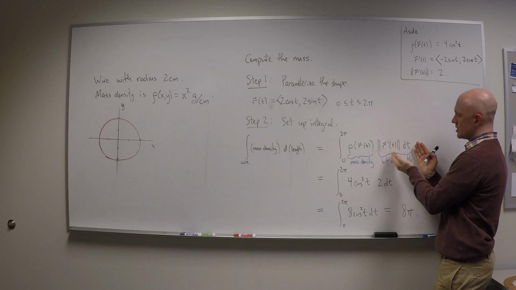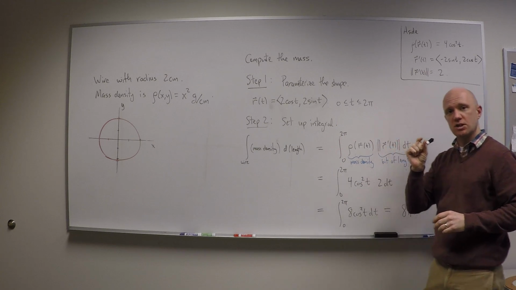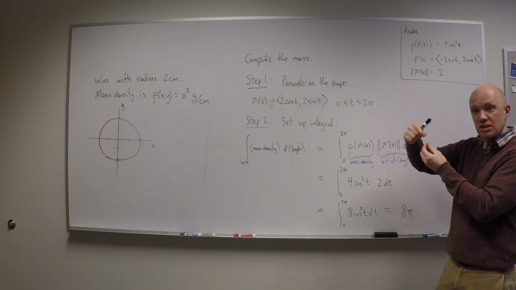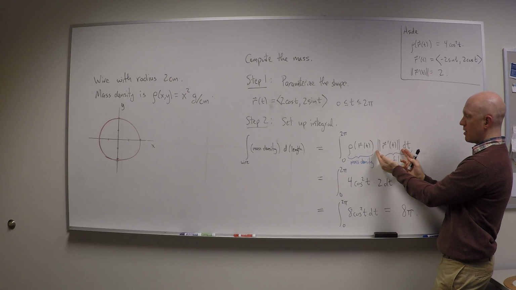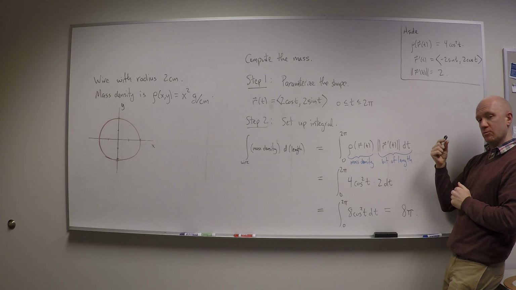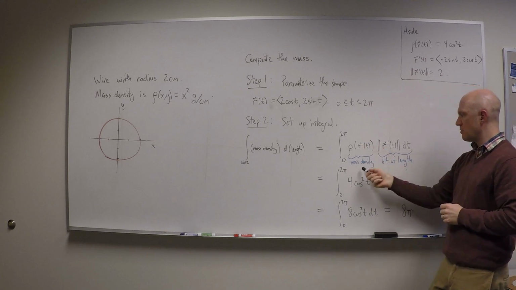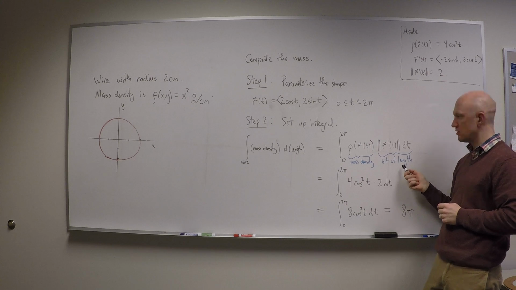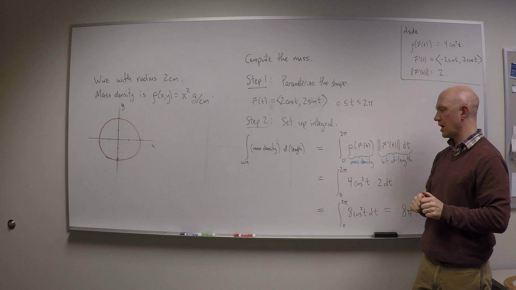And what that does is it says if I'm varying my parameter just a little bit, I've got dt, a small variation in the parameter, I get a bit of length of wire, and I have to multiply by the length of the tangent vector to say how much of the wire I get from a small variation dt in the parameter. And so I want to integrate all this up, the mass density times the bits of length, integrate that over the full length of the parameter, 0 to 2 pi.